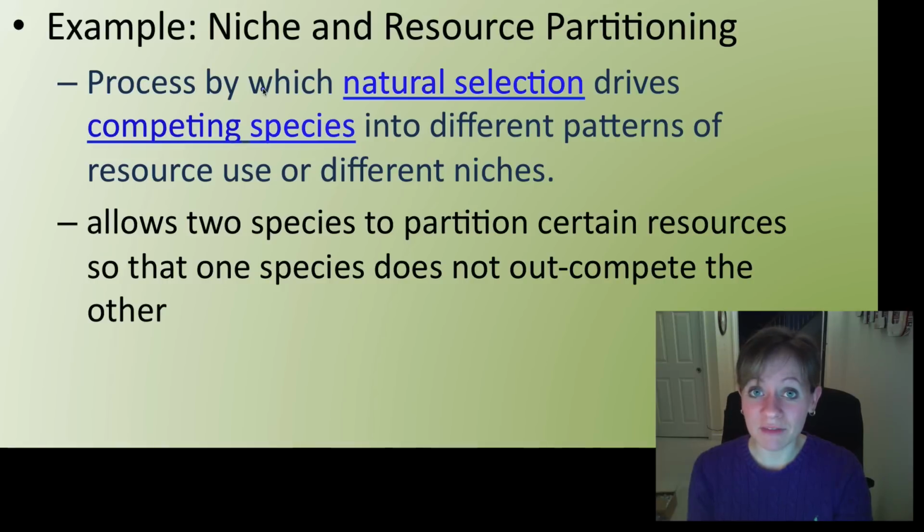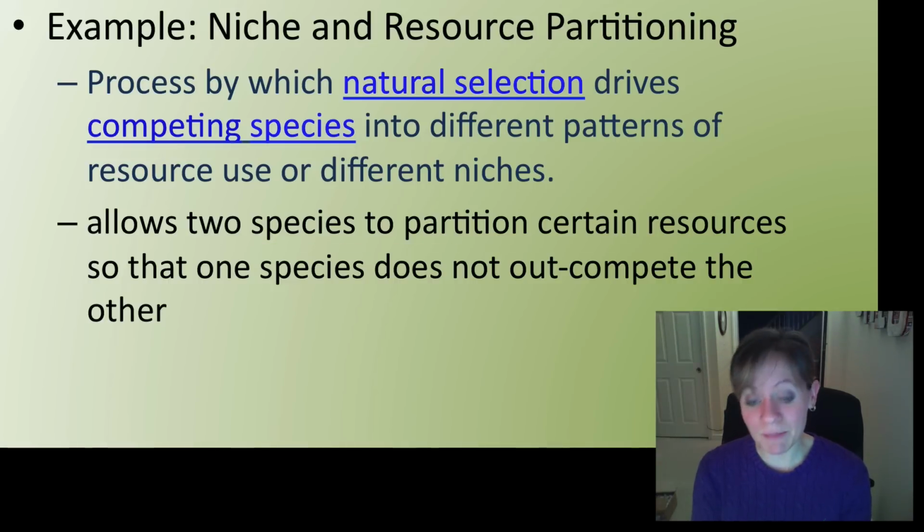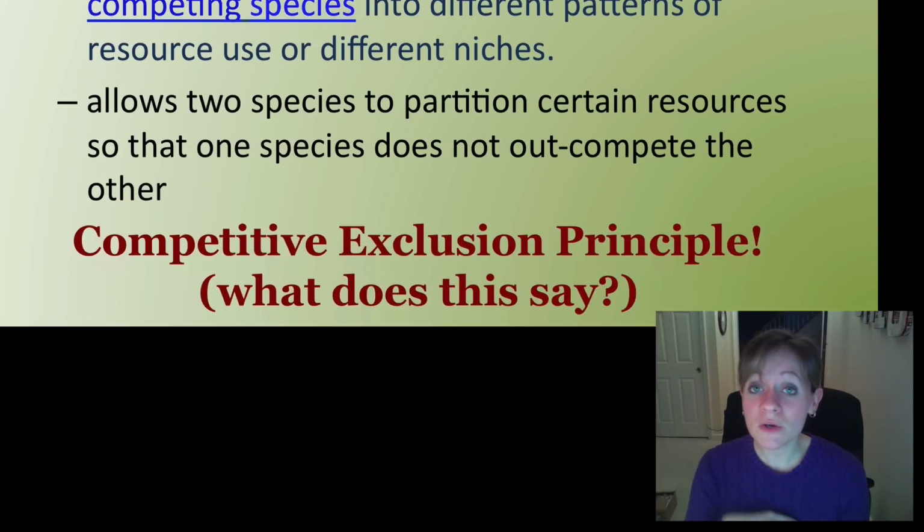One species is going to have to take over this niche and this habitat, and one species is going to have to take over this one. So what this allows is two species to partition certain resources so that one species does not outcompete the other, and hence they both survive, they both reproduce, and they both evolve. So this goes right along with what the competitive exclusion principle says.